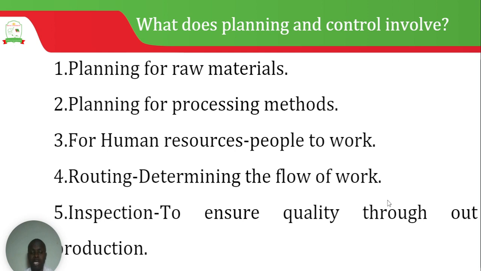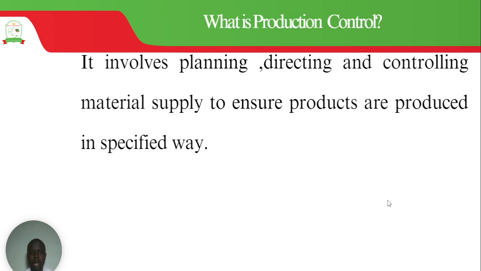And the other one is routing. We determine the flow of work. And number five is inspection to ensure quality throughout the production process. So inspection is also very key. We can have quality officers, those in charge of inspection, to ensure that we do not fail, we do not go below the expected demands by our customers.